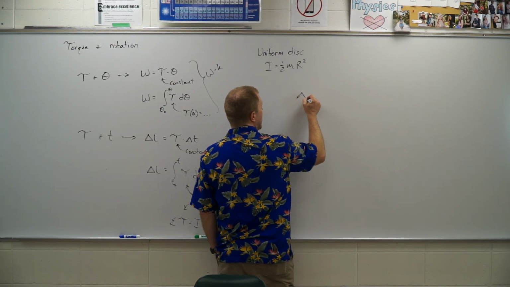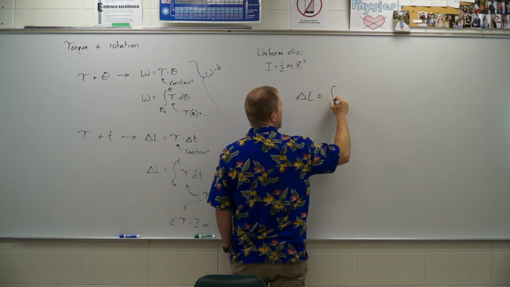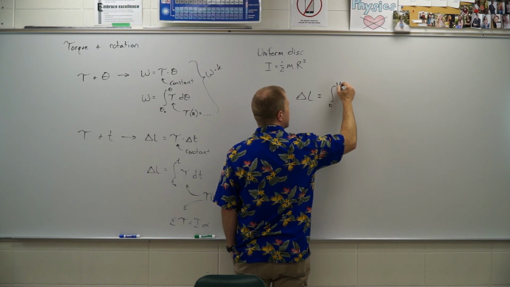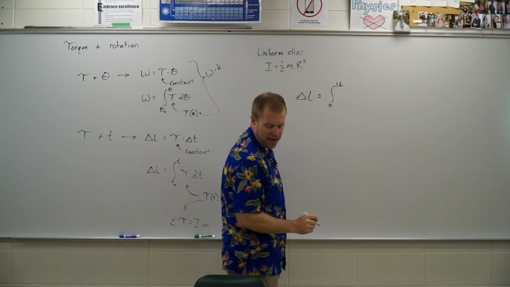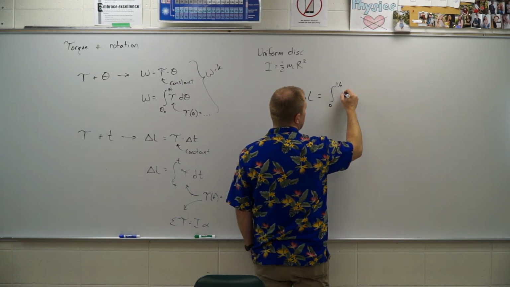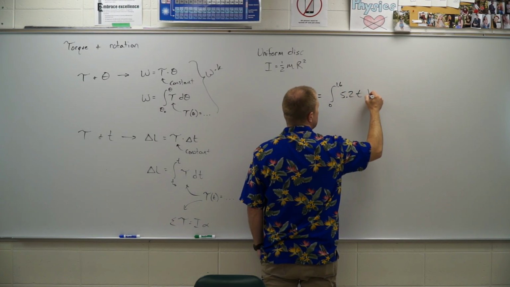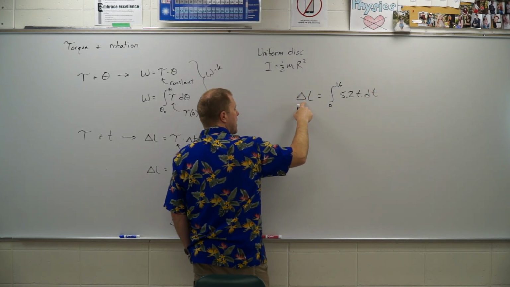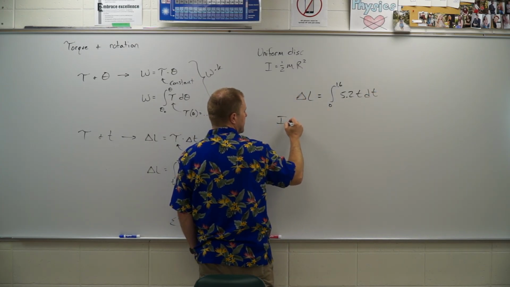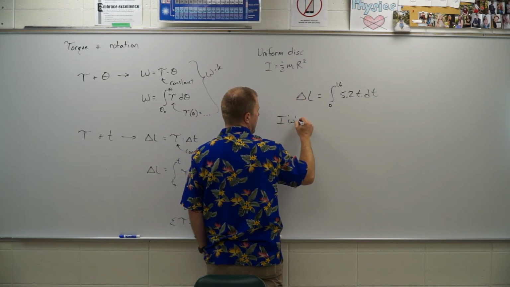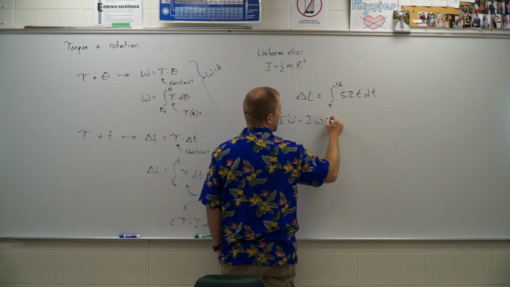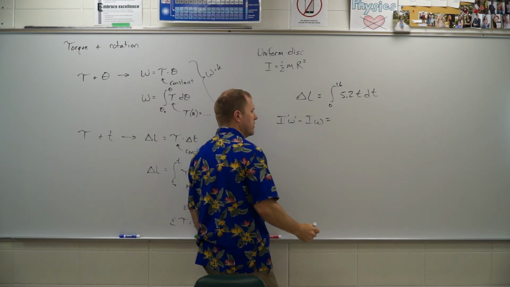So I have a change in angular momentum is going to be the integral for the first 1.6 seconds of my time, my equation, which was 5.2 t dt. Now change in angular momentum, so that's going to be final minus initial, so I prime omega prime minus I omega is equal to the integral of this.